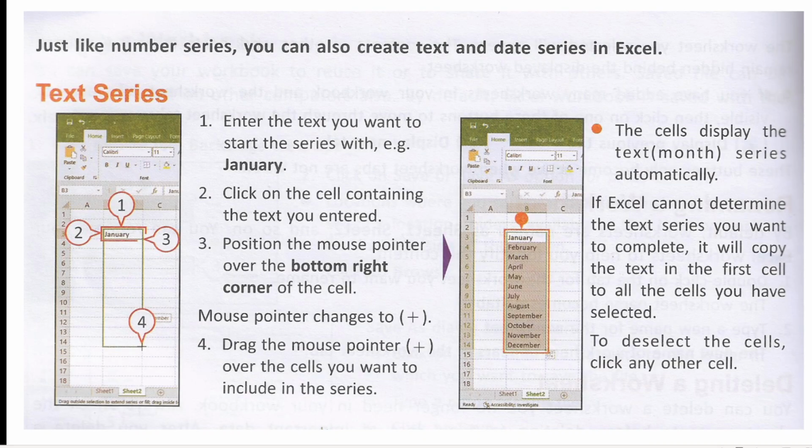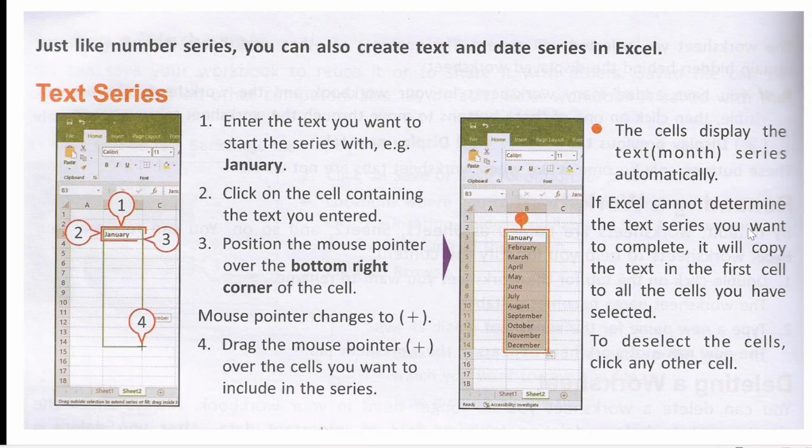Just like numbers, we can also create a text series. So let's see how to create that. Enter the text you want to start the series with. For example, January. So this is how you'll have to add. Click on the cell containing the text you entered. Position the mouse pointer over the bottom right corner of the cell, which is over here, and your mouse pointer will change to a plus symbol. Drag the mouse pointer over the cells you want to include in the series, and here you can see all the months are generated automatically. The cells display the month series automatically.